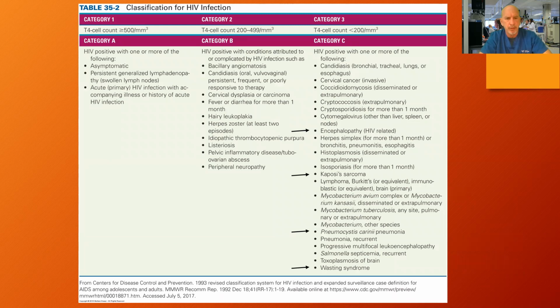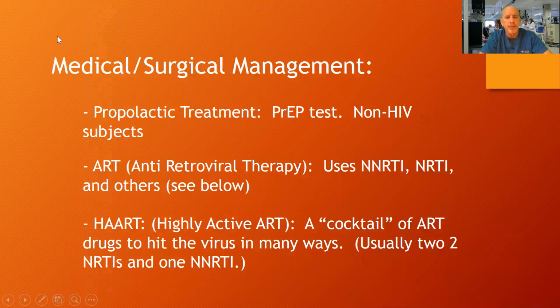Here is that table that I just mentioned. I didn't realize I'd put it in here, but as you can see at the top, your cell count's above 500, you're asymptomatic, life is good. And then as it begins to drop, you may get some infections here. And then, I'm sorry.